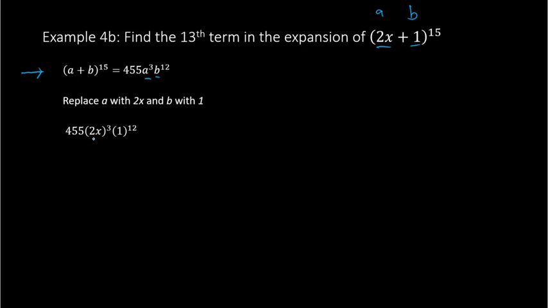Then for (2x) cubed, 2 cubed is 8, and then we have x cubed, and 1 to the 12th power is just 1. So we have 455 times 8 times x cubed, and 455 times 8 equals 3,640. So the 13th term in this expansion would be 3,640 times x to the 3rd power.